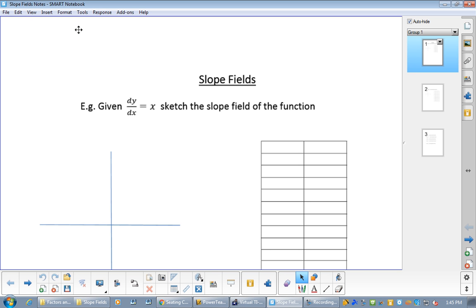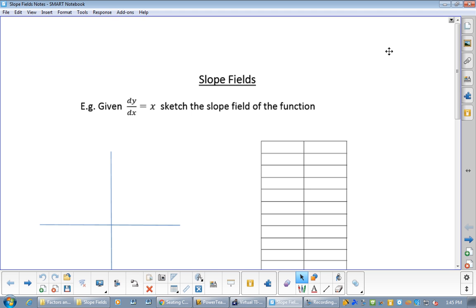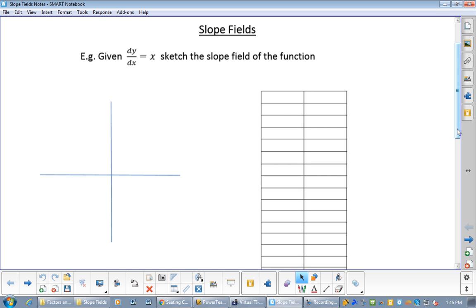Okay, so here is a topic that is going to be on the AP exam, and this topic is about slope fields. Now, only the simple type questions will be on the exam, and we know that when we take the derivative, we can get the slope at any point. So here's a question where they say that the derivative, dy over dx, is x. That's the derivative.